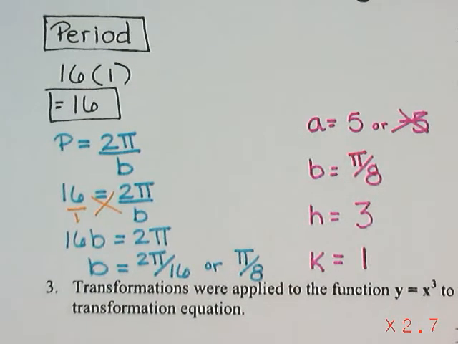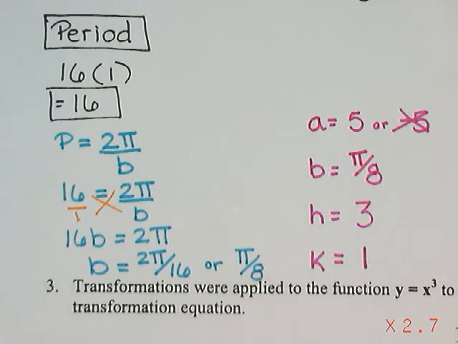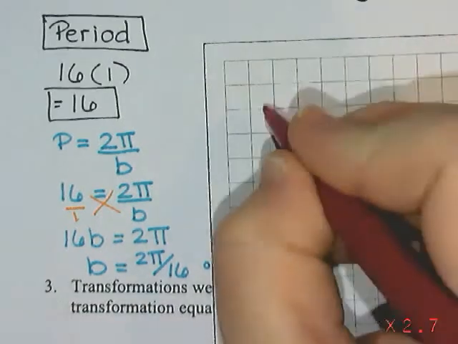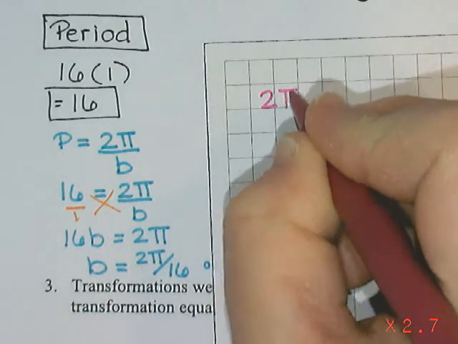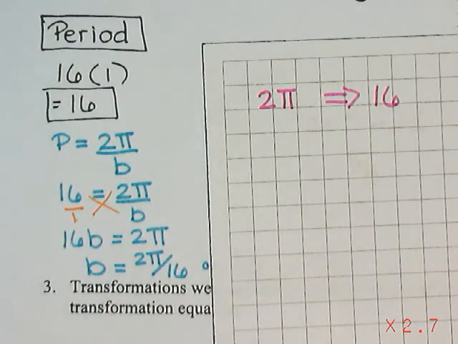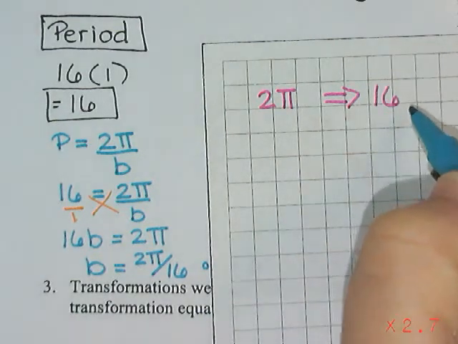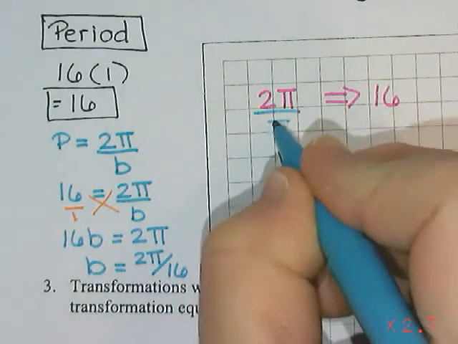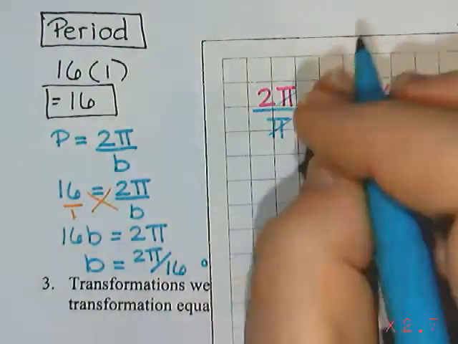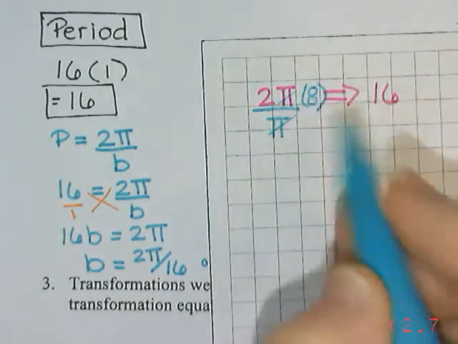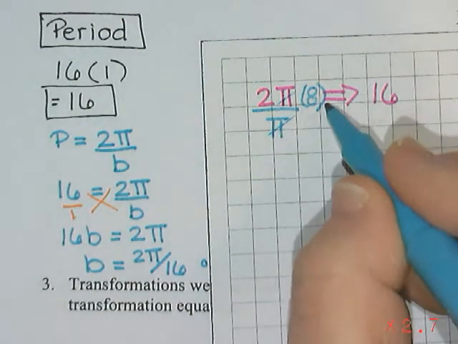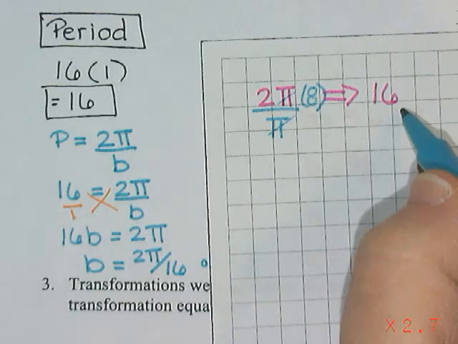Now, if you wanted to just puzzle it out instead of using the formula, I would say to myself, okay, I have 2 pi normally, and now my answer is 16. So what would I have to do to a 2 pi to turn it into a 16? Well, I would need to divide out the pi so that they would cancel out, and I would have to multiply by 8 to turn that 2 into a 16. So I would have to divide by pi and multiply by 8 in order to make this 16.